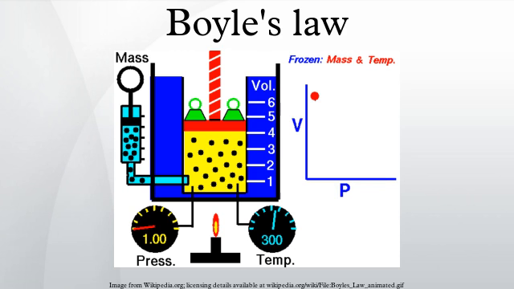Relation to kinetic theory and ideal gases. Boyle's law states that at constant temperature for a fixed mass, the absolute pressure and the volume of a gas are inversely proportional. The law can also be stated in a slightly different manner, that the product of absolute pressure and volume is always constant. Most gases behave like ideal gases at moderate pressures and temperatures.